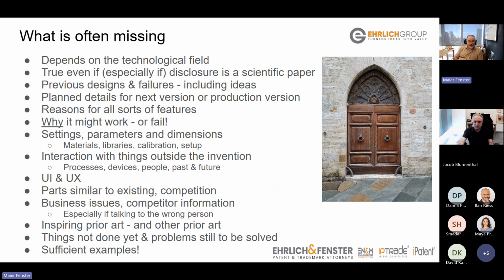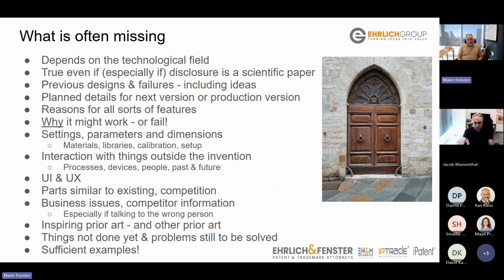Business issues, competitor information, you're often not going to get. All of these things I'm talking about are things that I would like to know, and they would affect the quality of the patent application I would write. So, for example, business issues and competitor information, the inventor might not have.